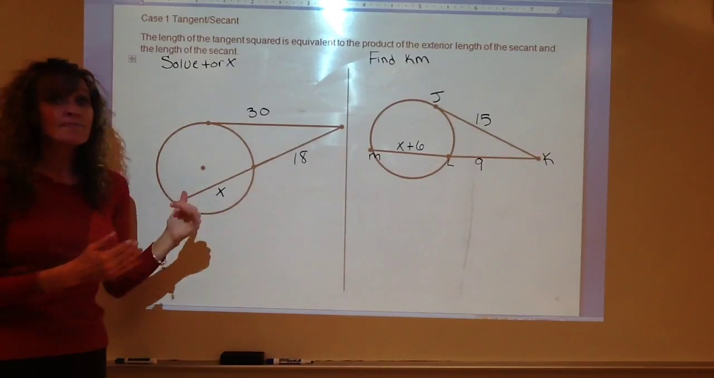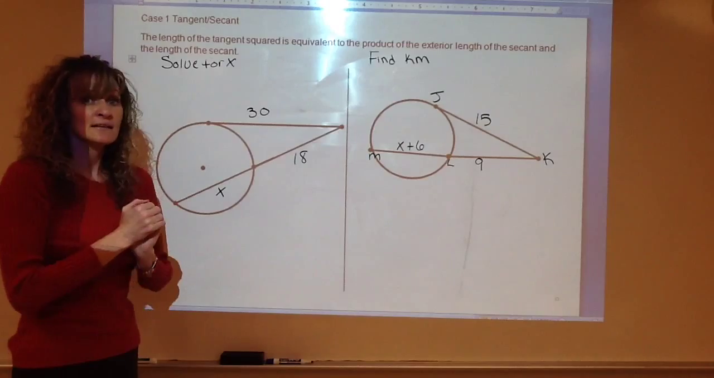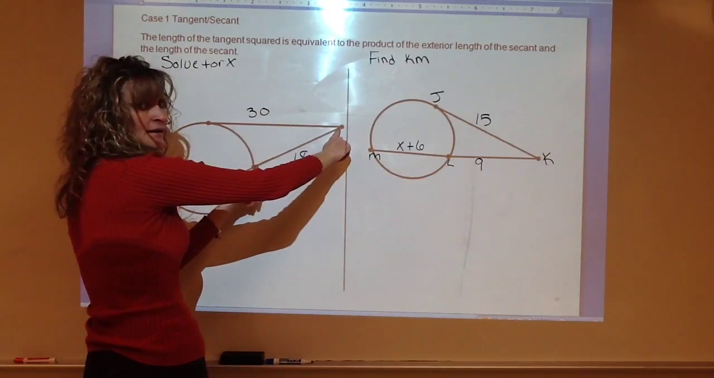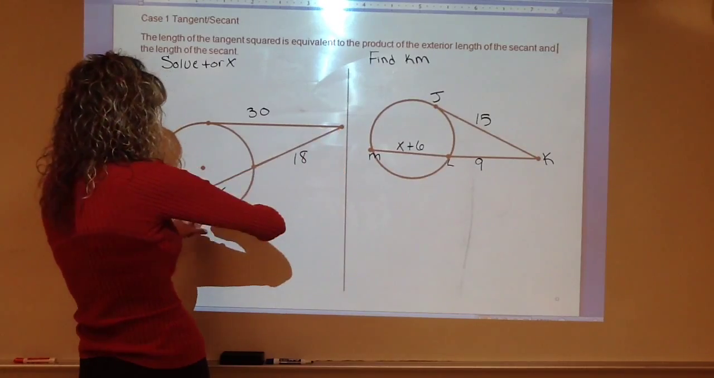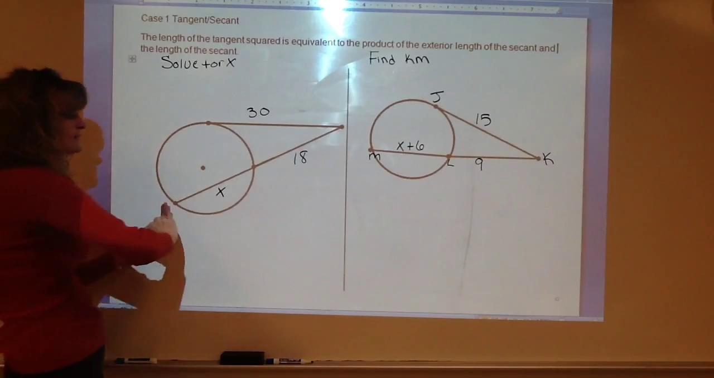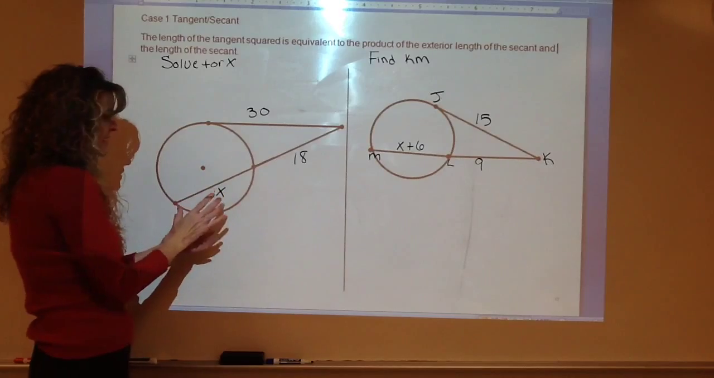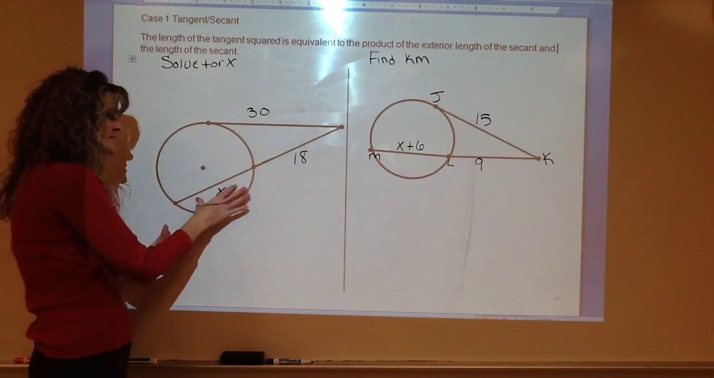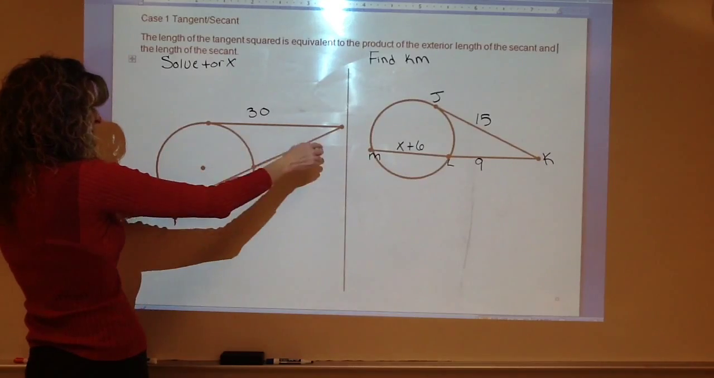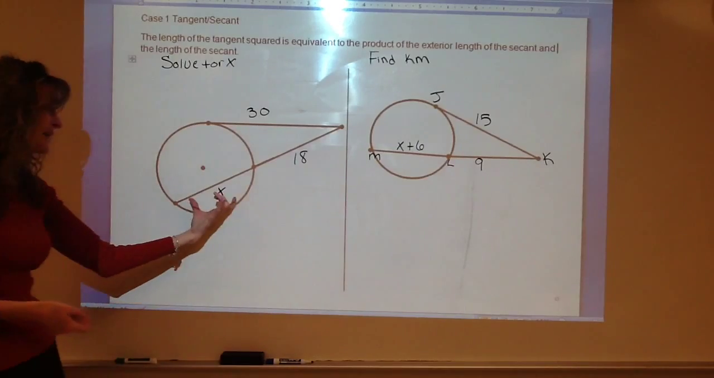And remember that formula, if you look up at your paper, is the tangent squared is equal to the short distance on the outside times the entire distance. Well, the first thing I want you to notice is that I don't know the entire distance here, and I need to know this entire distance. Well, let's say that this was the number 7. If it was a 7, then I would go 7 plus 18, and I would know that entire distance is 25. But I don't know this.